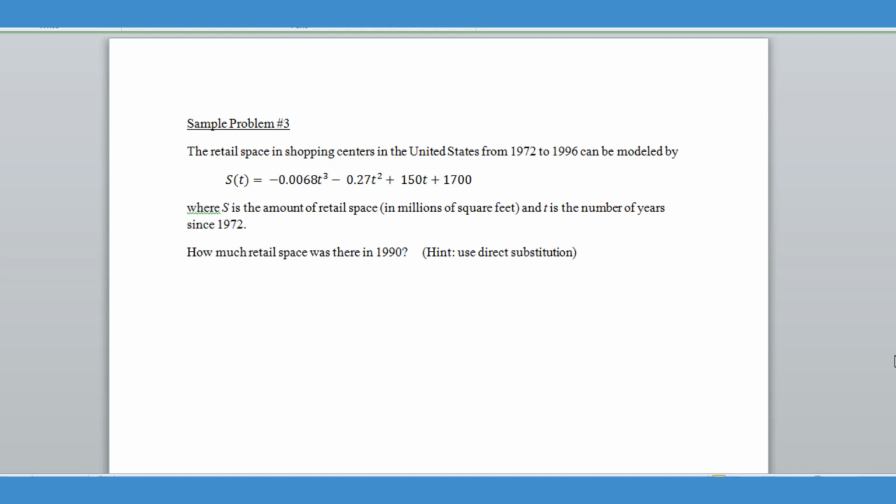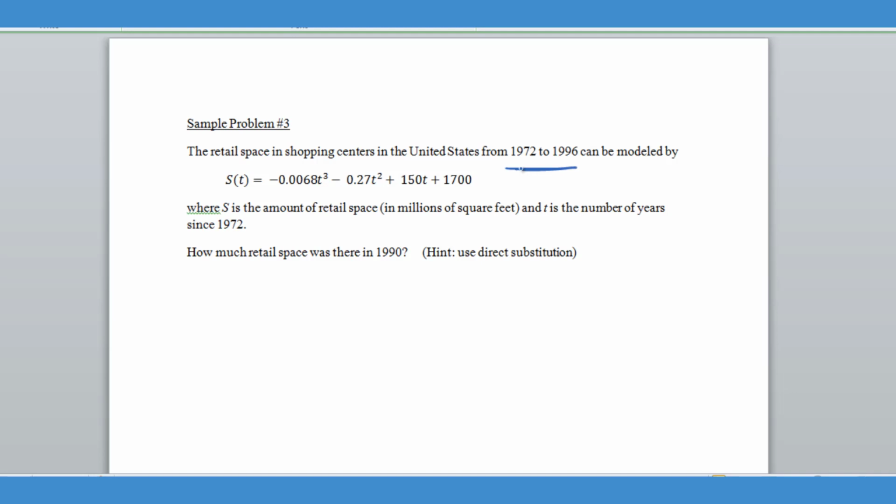It says retail space in shopping centers in the United States from 1972 to 1996, and so that's probably going to be some very important information, can be modeled by the given function. You can see we have a polynomial function, third degree, with an s and a t. So we really need to be familiar with what the s and the t is representing, because they're going to have to give us some s, they're probably going to have to give us a t, or they're going to have to give us some information on what to find.